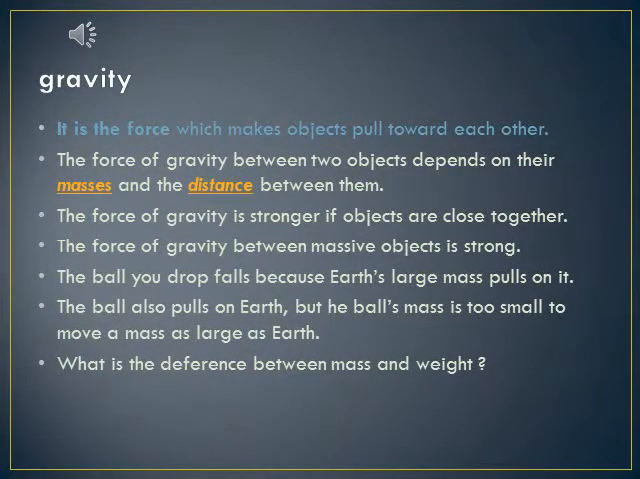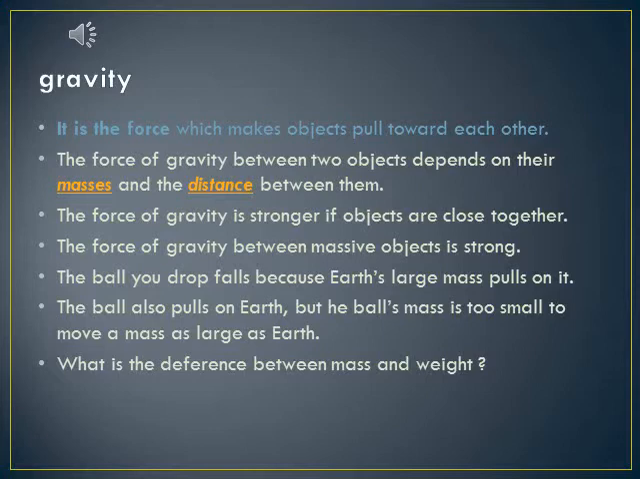First, gravity. Gravity is a force which makes objects pull toward each other. That is the force which makes the Earth attract everything on it, and the Sun attract all the planets. You must know the force of gravity between two objects depends on two things: mass and the distance between them.